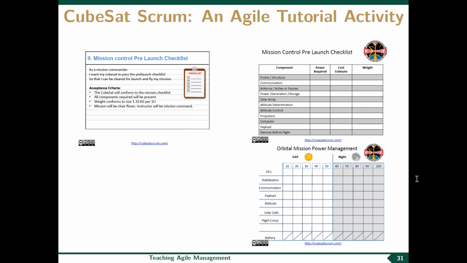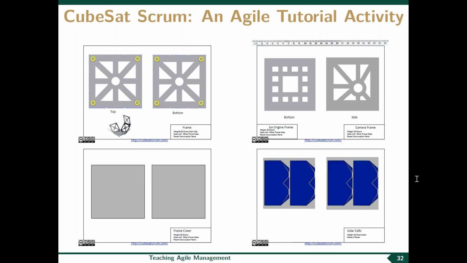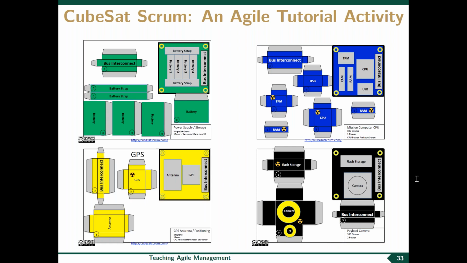But ultimately, by focusing on the high priority items first and by taking an iterative approach, the students actually complete this mission. And not only do they complete this on paper, they actually build the CubeSat. So there are templates that are cut out. In this case, you see a couple of parts of the frame. There's choices that can be made. You can install an ion engine, or you can decide not to install an ion engine. You can have more solar cells, fewer solar cells.